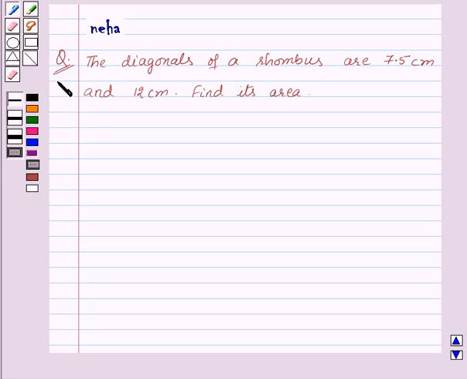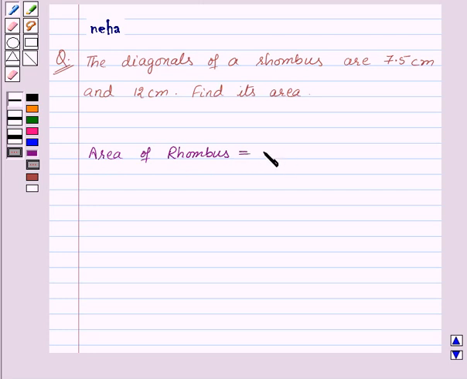Today we will discuss the following question. The question says the diagonals of a rhombus are 7.5 cm and 12 cm. Find its area. Before proceeding for the solution, let's recall the formula of area of rhombus.